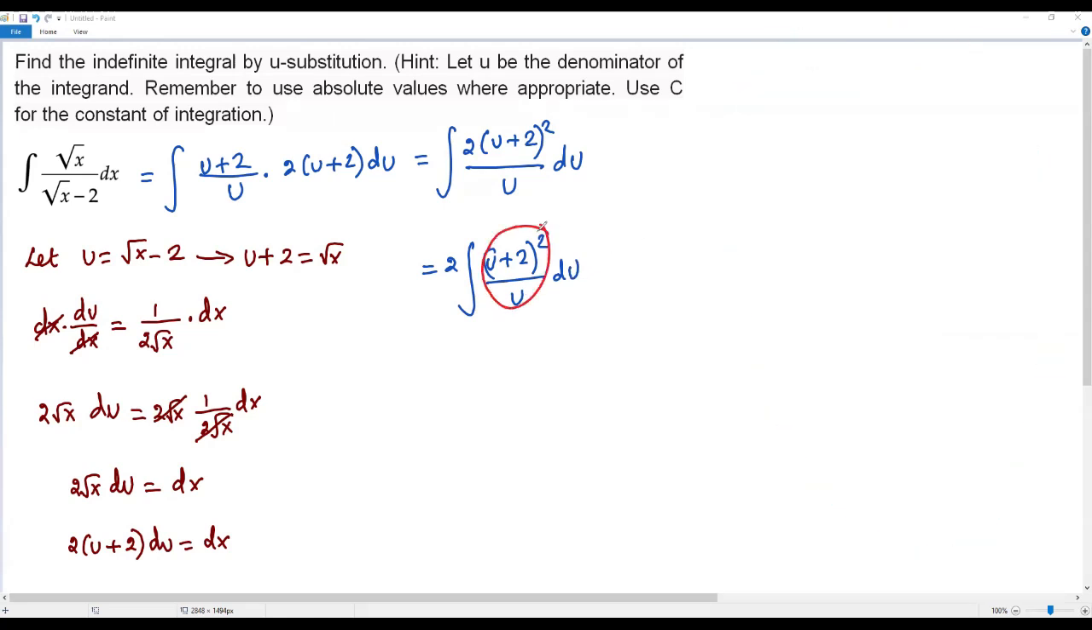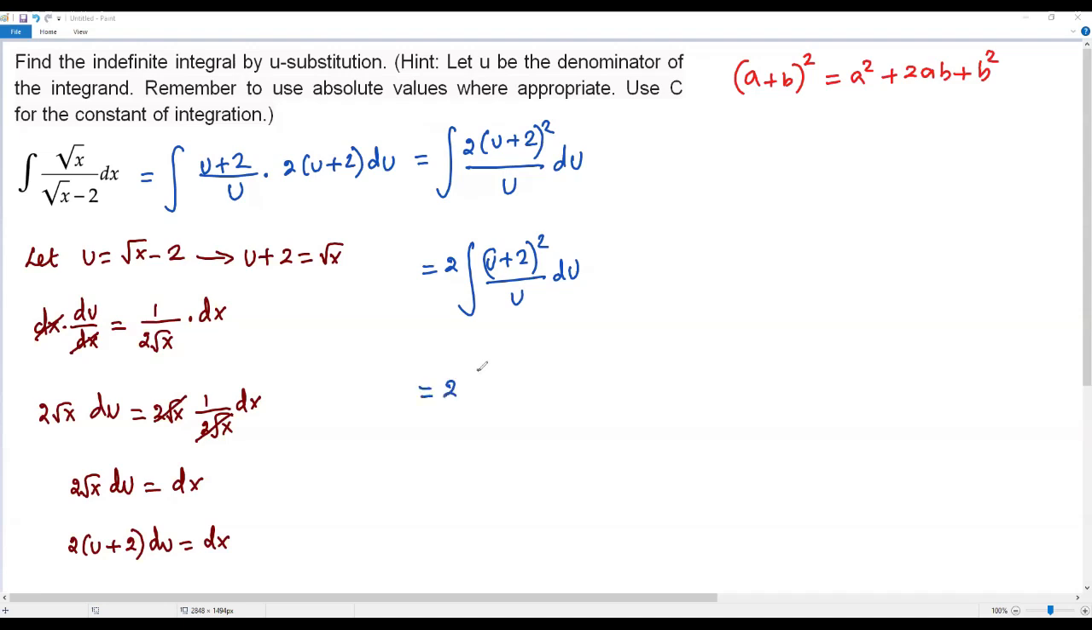Now to integrate this function, first I have to get the expansion of the square of the binomial. For that, let me consider the algebraic identity: (a + b) the whole square. The expansion is a square + 2ab + b square. The square of the binomial here is exactly in this form, so instead of a we have u, instead of b we have 2. So in this expression we have to plug in u for a and 2 for b.